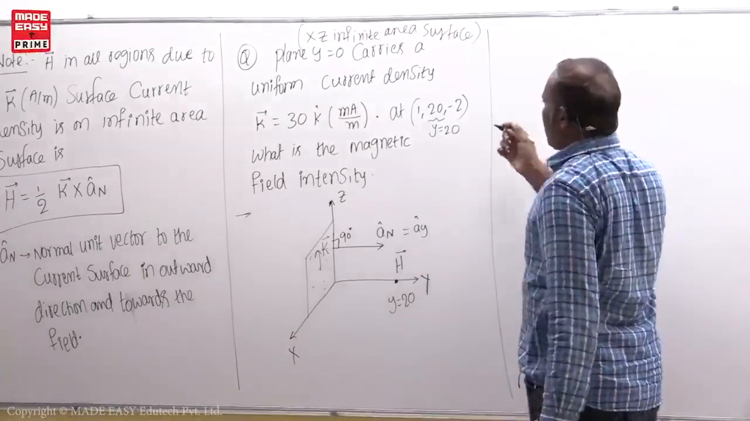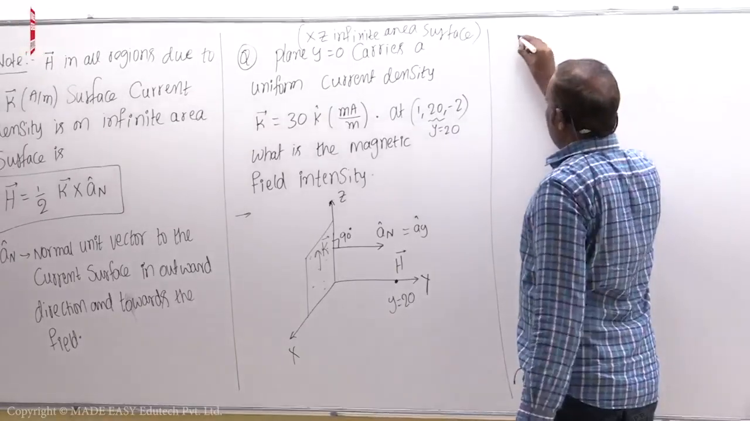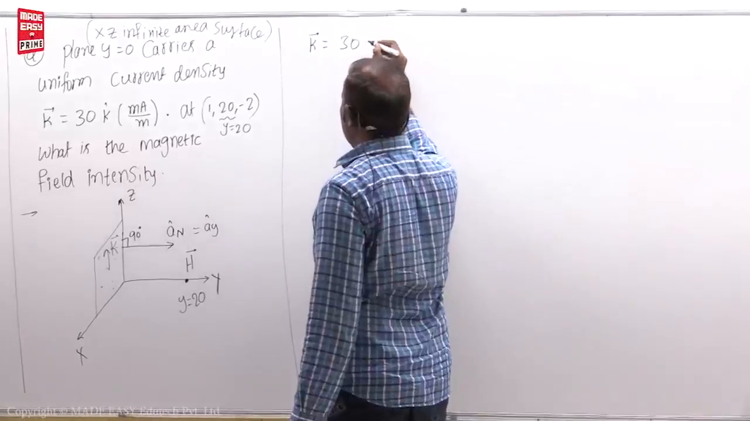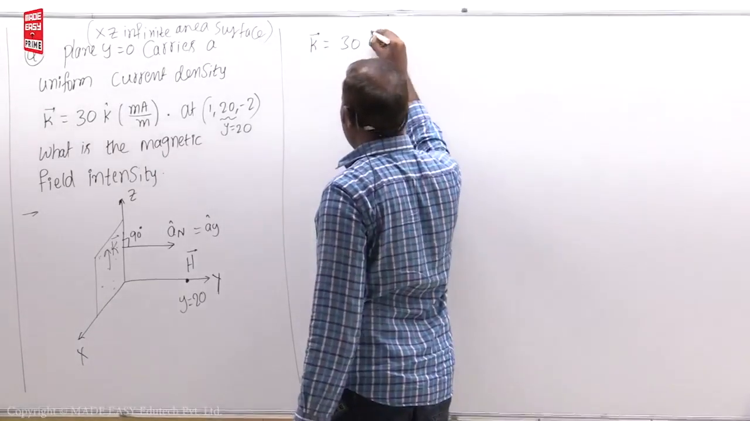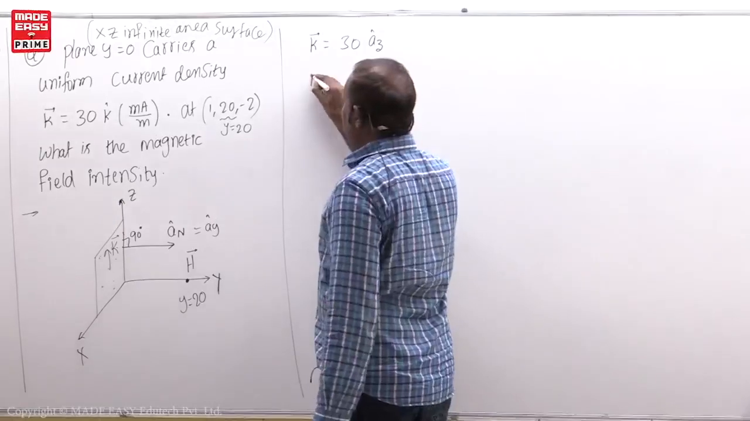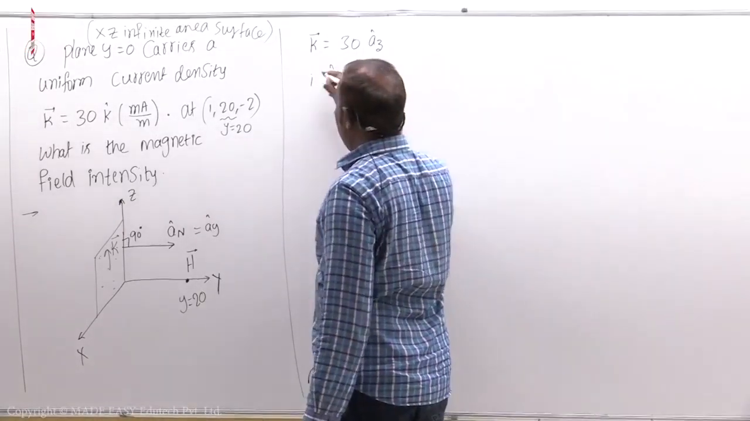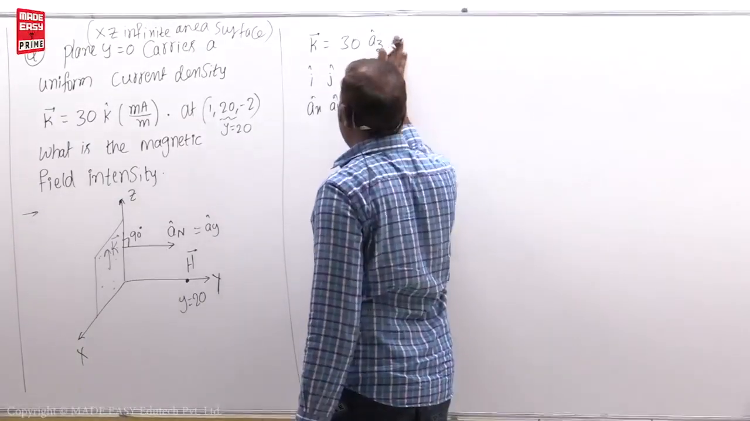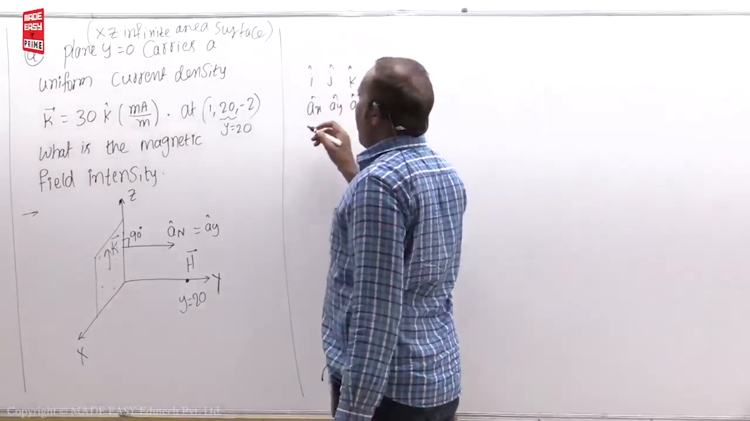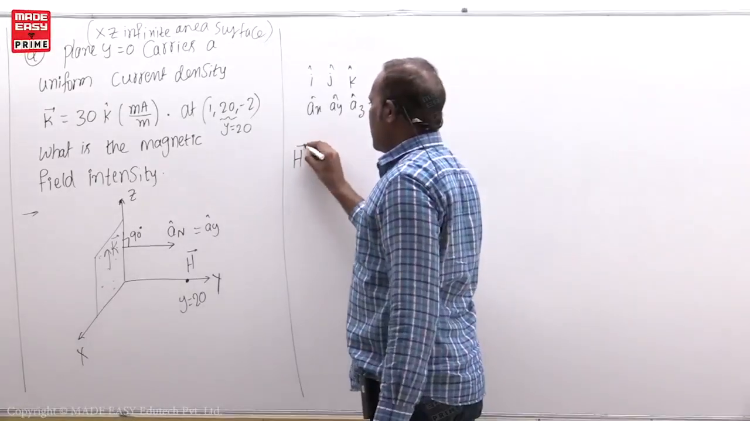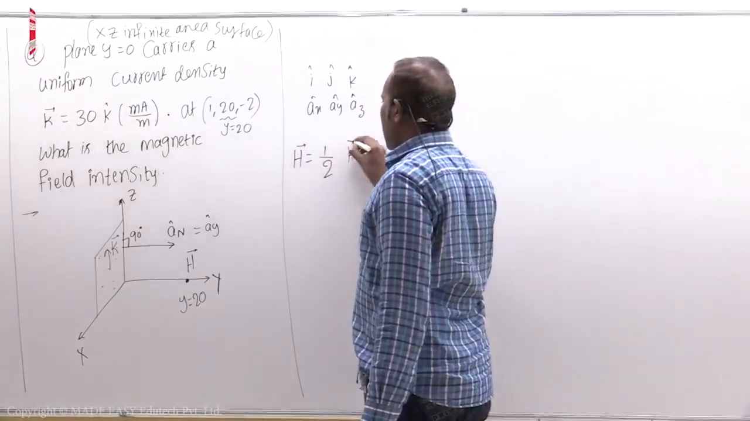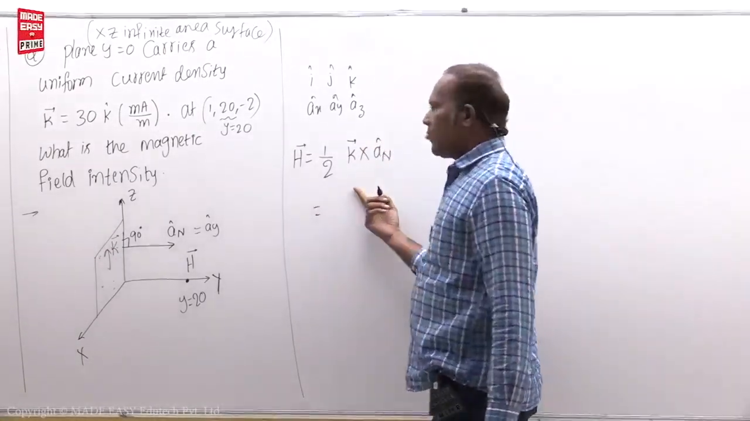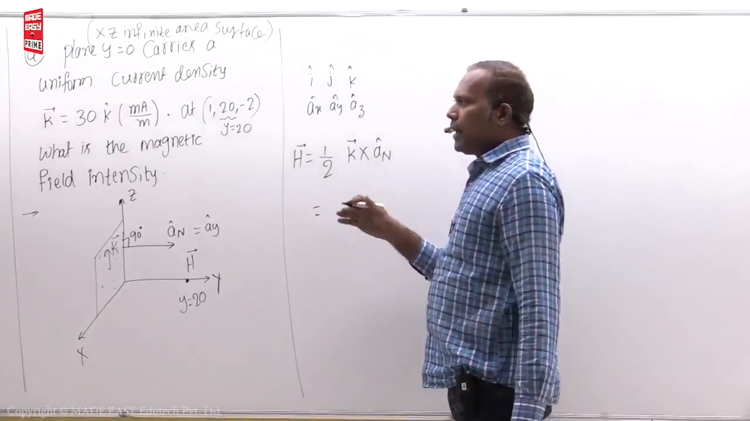Now here it is given K bar is equal to 30 K cap. K cap means here, students, that is aZ cap actually. So anyway, I cap, J cap, K cap are nothing but aX cap, aY cap, aZ cap. Now the H bar formula is equal to half into K bar cross aN cap, so H bar due to the surface current density going on the infinity area surface.